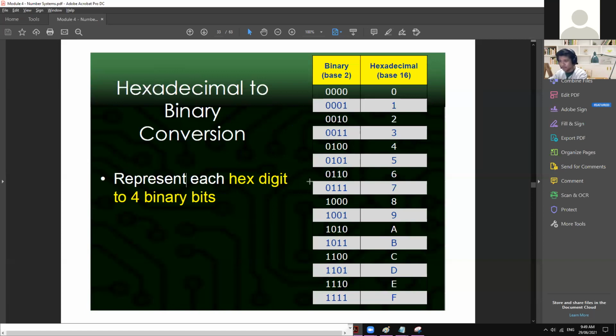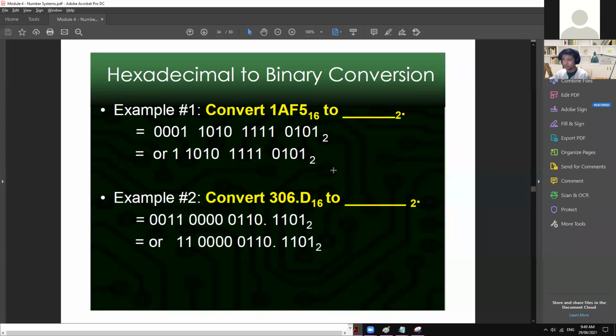Now, for you to be able to understand this one, let's have an actual example. So this character is 4 bits, another character which is F is 4 bits, another character is 4 bits, another character is 4 bits. So if we have 4 characters, then just multiply that one by 4, and that's the total bit number that you will have as your final answer. So 4 times 4 is 16. So if you're going to count this one, we have 16 characters.